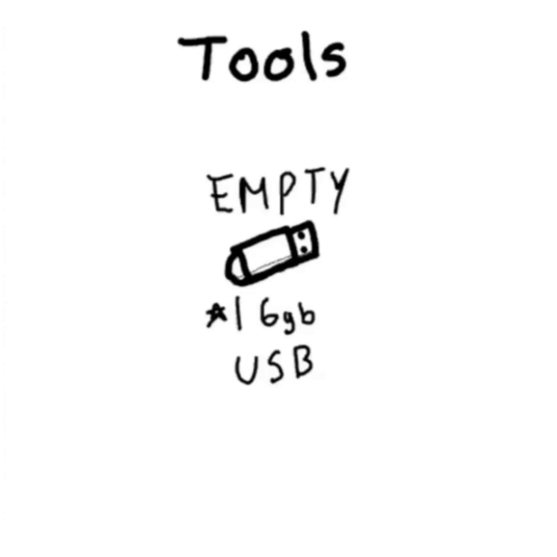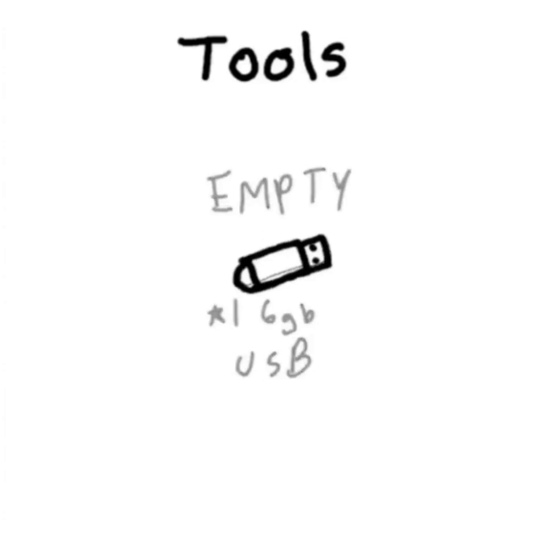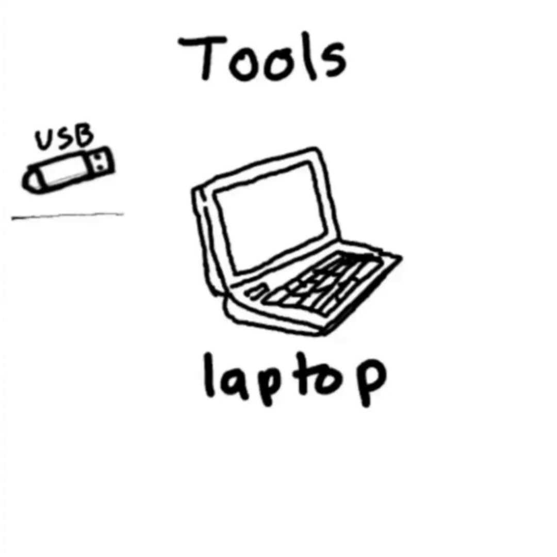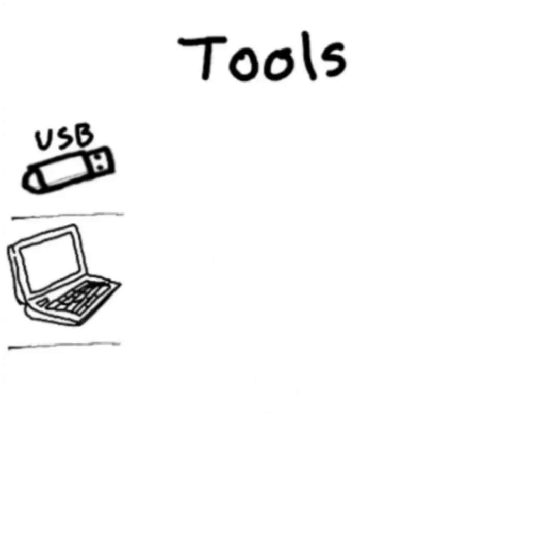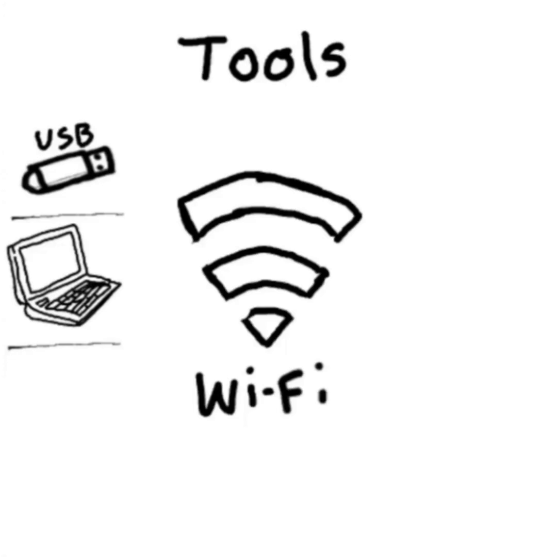Step 1. Tools. We'll be using 3 simple things: a 16GB empty USB to create an installer, a PC or laptop to change to Linux, and Wi-Fi to connect to the internet and download.